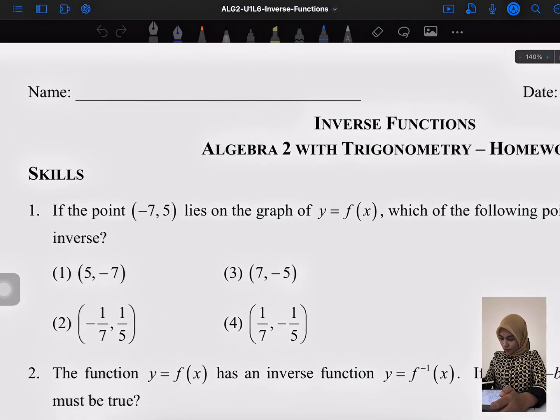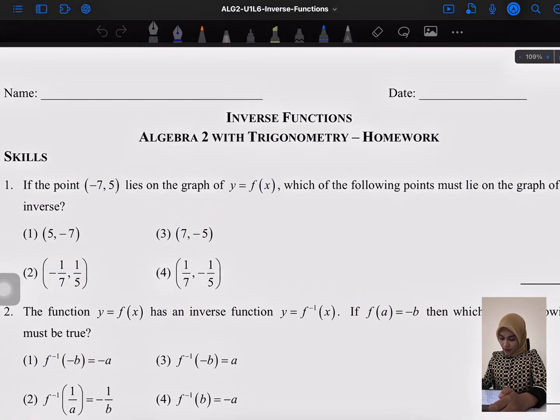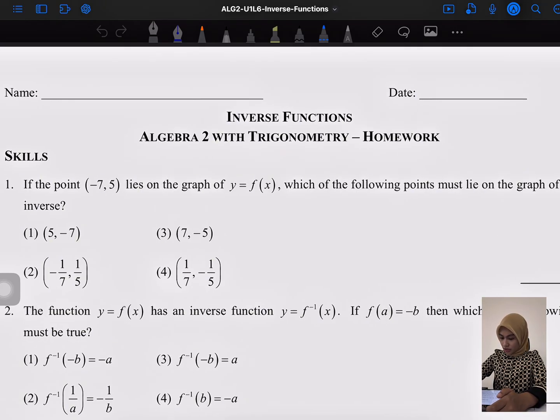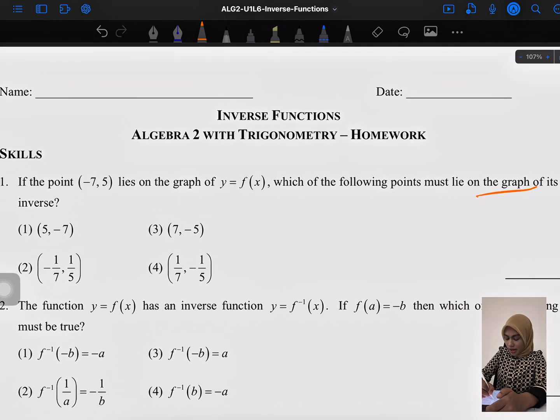First one, if the point (5, -7) lies on the graph y equals f(x), it must lie on the graph of its inverse. So this is x and y. For the inverse, remember the key to inverses is that the input and output simply switch roles. So y becomes x and x becomes y. So now our x will be -7 and y will be 5, which is number 1.